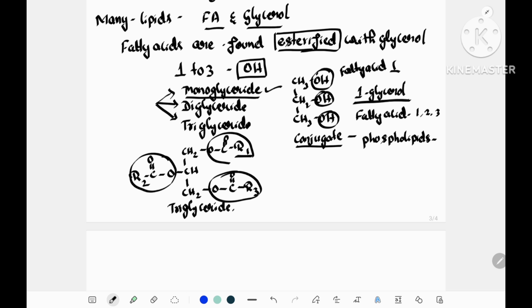Phospholipids are those lipids which contain phosphorus or phosphorylated organic compounds in them. An example of a phospholipid is lecithin.